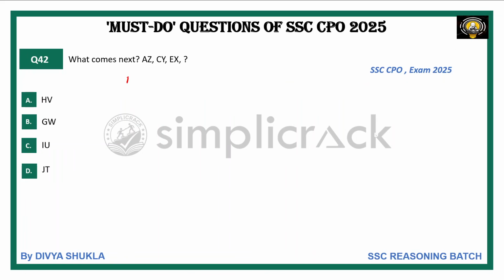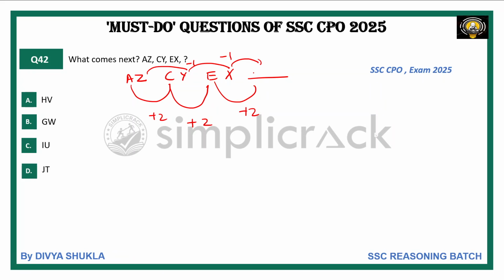I'm having AZ, CY, EX and we need to find the next one. Now from A to C I am noticing +2, from C to E +2, from Z to Y -1, Y to X -1. That means the next one would be, from E, adding 2, we get G, and from X, subtracting 1, we get W. So GW, option B is the right answer for this question.